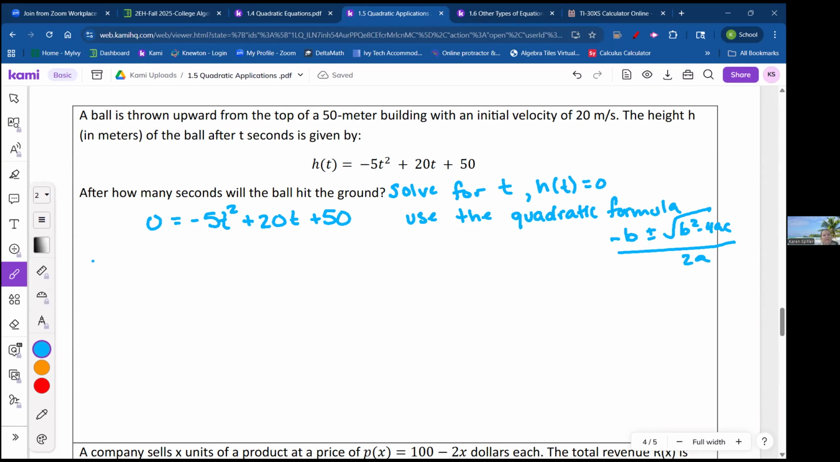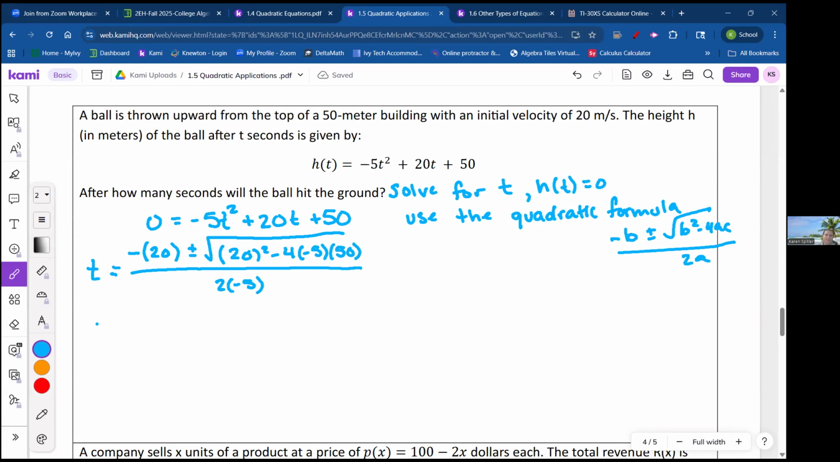So in this particular case, I want my time. My time is equal to the opposite of b, so the opposite of 20, plus or minus, using parentheses, 20 squared minus 4 times negative 5 times 50, divided by 2 times negative 5. And our handy dandy calculator does a lot of this for us. So negative 20 plus or minus the square root of 1,400, which I know off the top of my head.